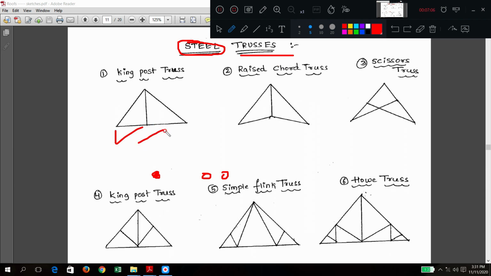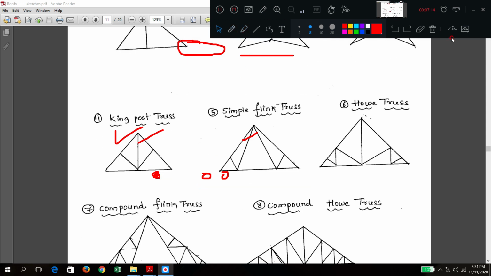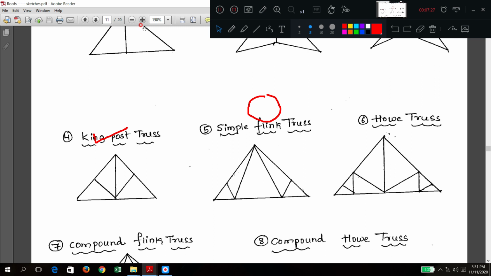King post, steel truss, raised chord, scissor. You have understood, no? This one is already there in the timber. These are the names, the names of arrangement of members. This is king post. So if the arrangement is like this, it is called a fink. I will just enlarge it. This is called a fink. This is called a howe truss.